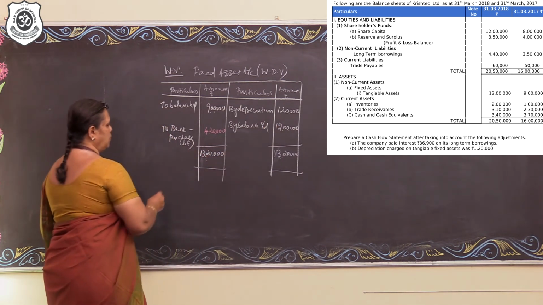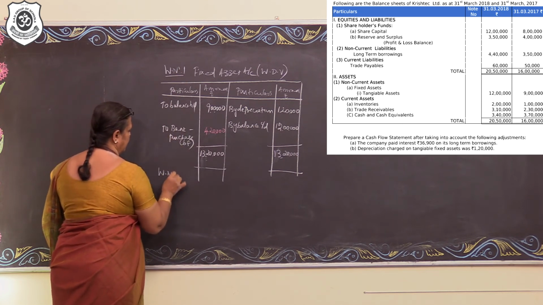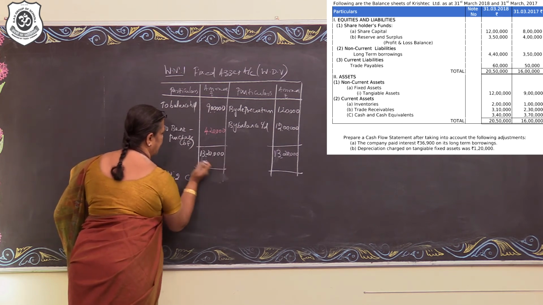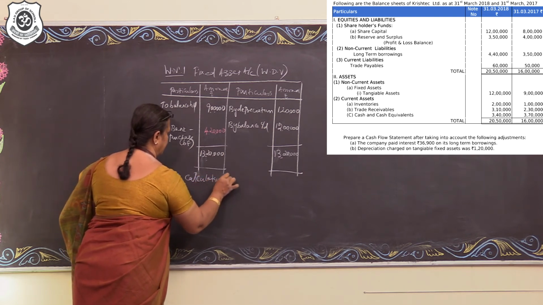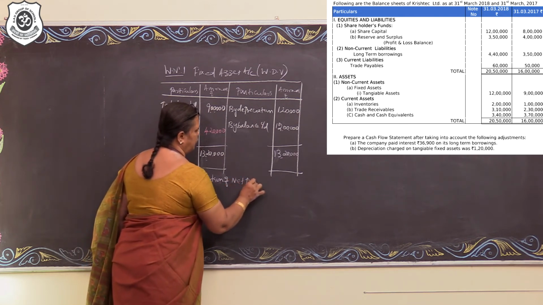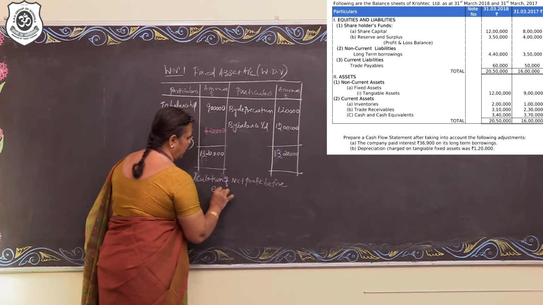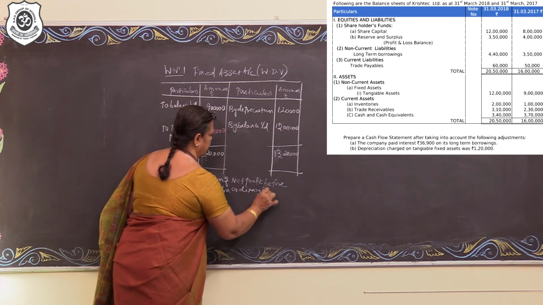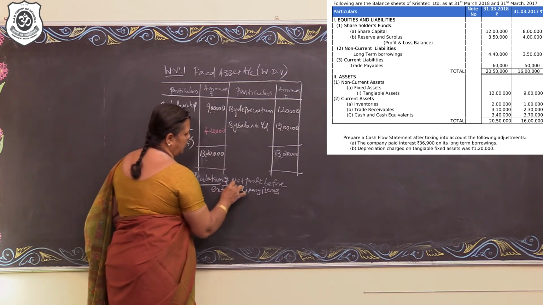Now, we shall be going in for working note number 2. Calculation of net profit before extraordinary items. Net profit before extraordinary items.